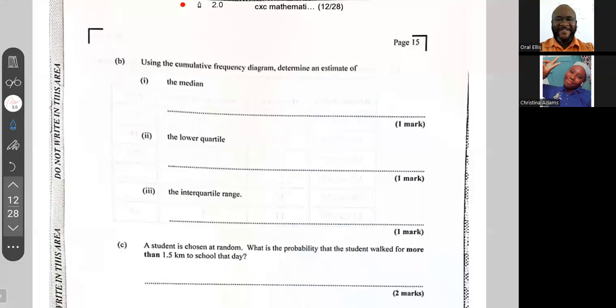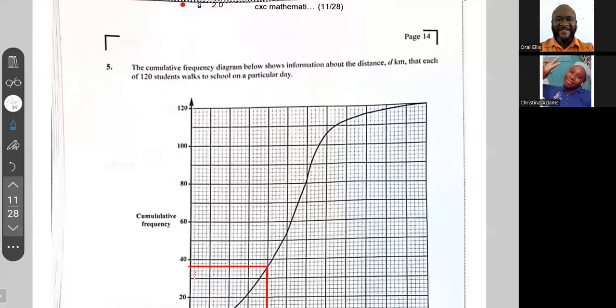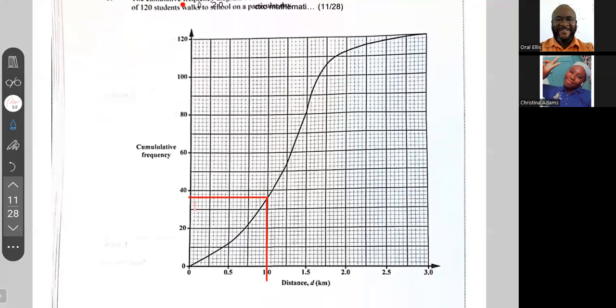We're asked the median. So the median is the distance the student in the middle walked. Now, there are 120 students altogether, so the student in the middle would be student number 60. So this is n over 2. N is 120, n over 2 would be 60. So I'll draw my horizontal line across. When it touches the curve, I draw a vertical line down. The answer down there is the median.